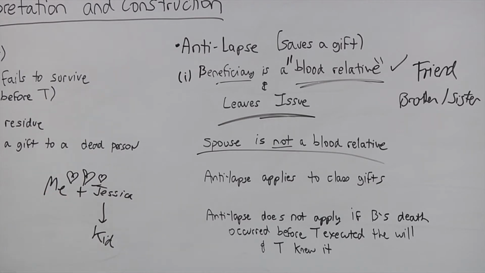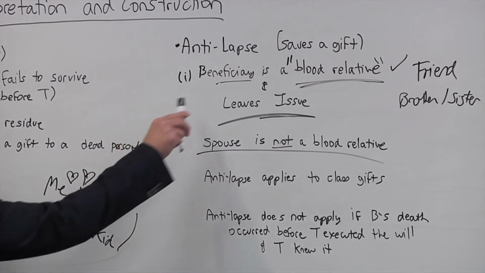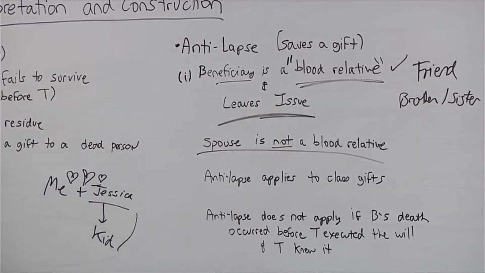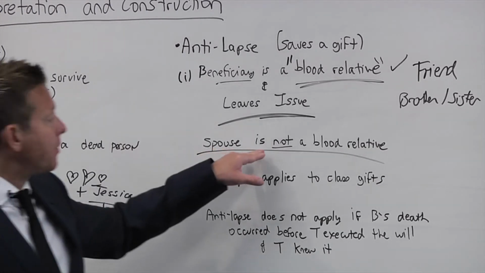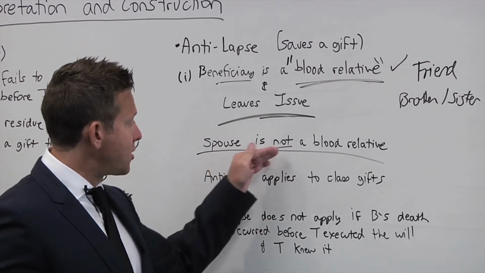She has a kid. Her kid does not take by anti-lapse because Jessica, even though she left issue, is not a blood relative. She was my wife. And the legislature presumes that I wouldn't want her kid to have it because I had no real relationship with the kid. The kid's not mine. It's not my blood relative. And so therefore, anti-lapse does not apply when the spouse is left a gift because the spouse is not a blood relative.